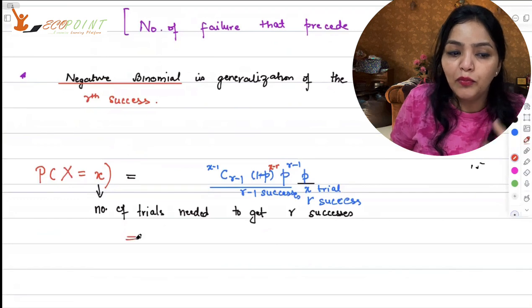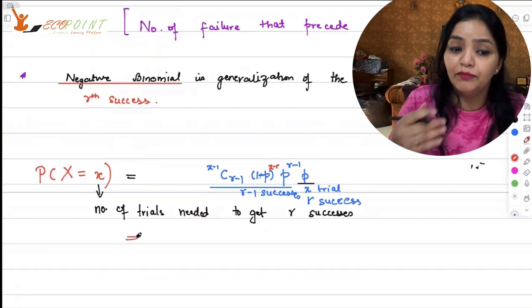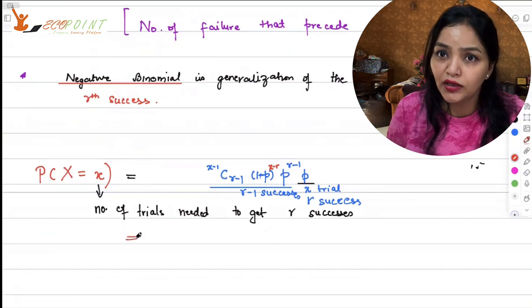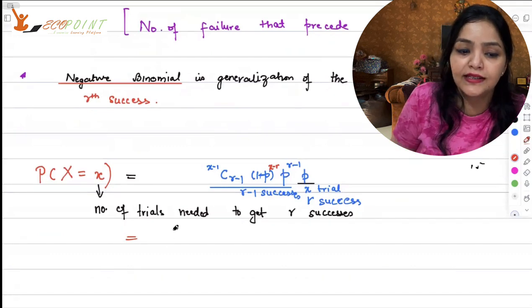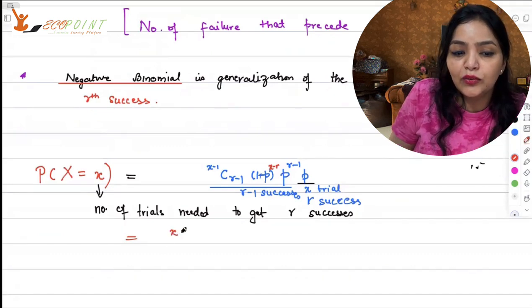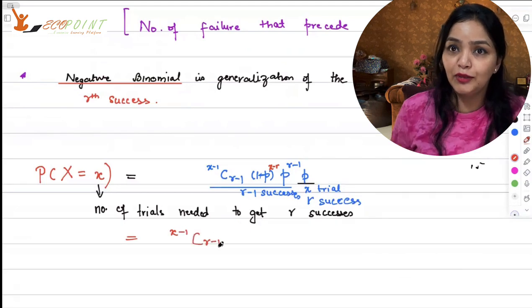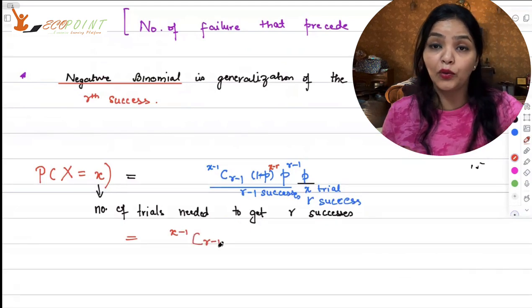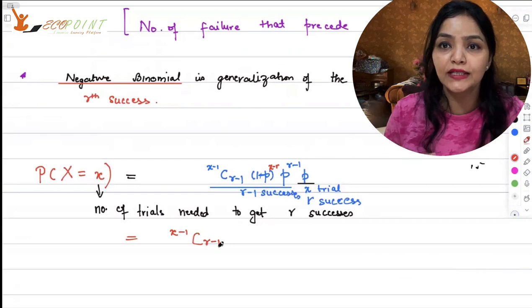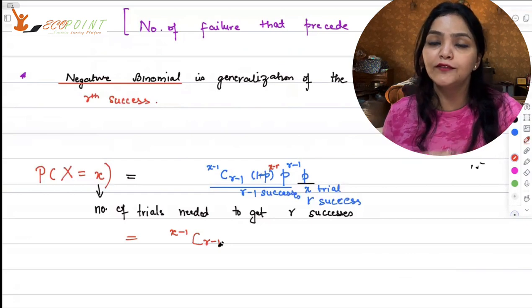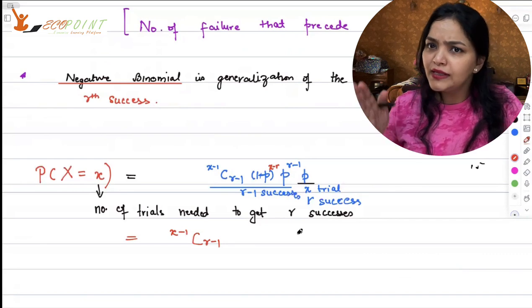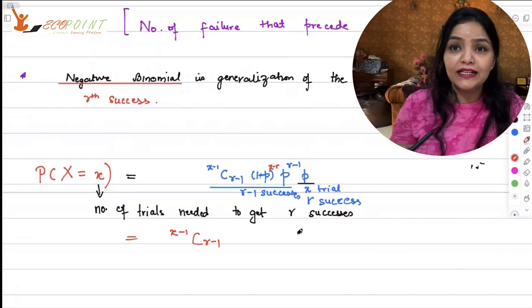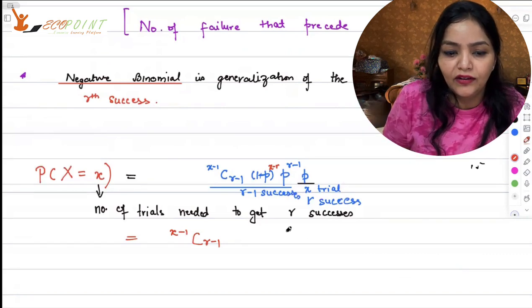So the probability of me taking X trials in order to get R successes, including the Rth success, is equal to X minus 1 C R minus 1, because this is the number of ways in which I can choose R minus 1 places for R minus 1 successes. Why am I doing that? Because the last trial is definitely a success. That's why we're stopping there.